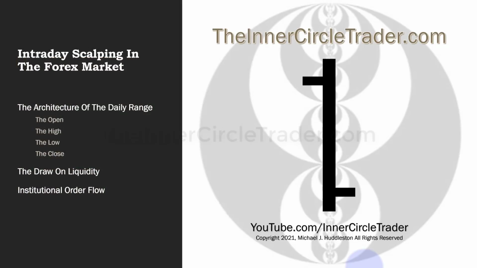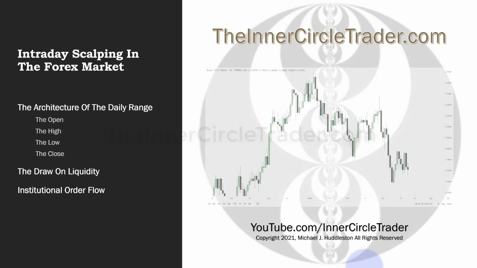Real quick, I covered the architecture of the daily range, the open, high, low, and close, mentioned draw on liquidity and institutional order flow, and we were focusing on a bearish market environment where the daily range would typically look like this if it was open, high, low, close. Many of you, like myself, have transitioned into candlesticks, so your chart would look a little different. It would look more like this.